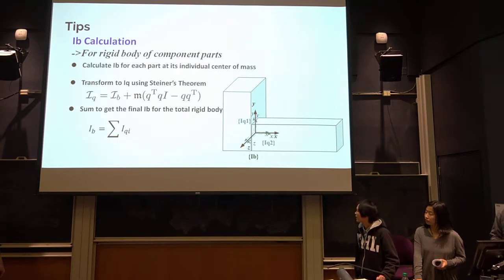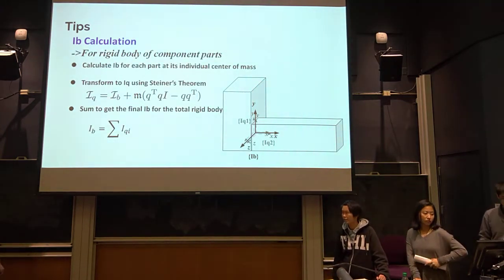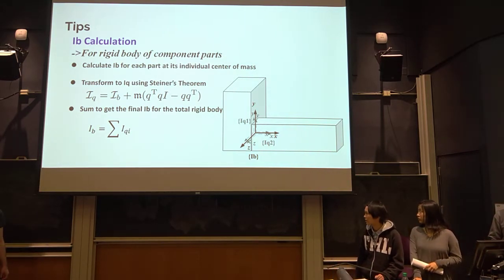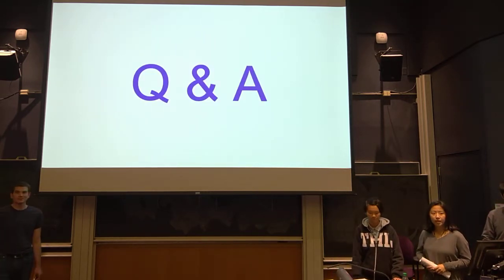And once we calculate IB, it will be very easy to calculate the rest of the dynamics. For example, it will be very easy to calculate the wrench, kinetic energy, and momentum. And that's all. Any questions?